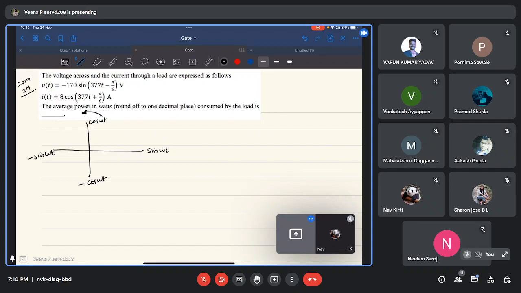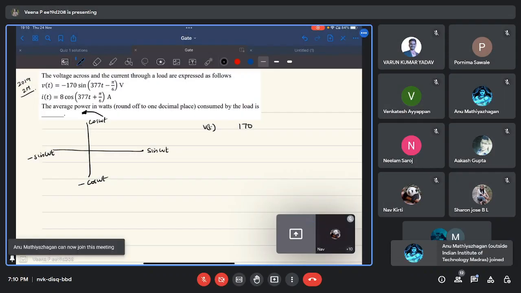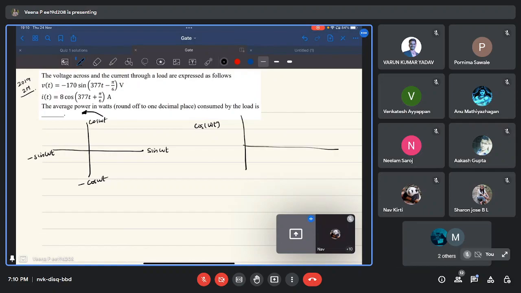Now in this quadrant we have to locate the vectors V and I. We can locate vectors provided they are of the same frequency. So now we have v of t, the V vector whose magnitude is 170 and the angle we don't know. So before that I'll tell you one more point. Consider cos omega t. You know that it will look like this.